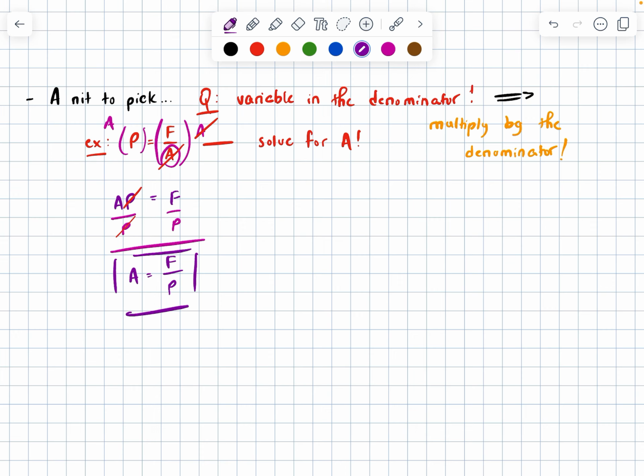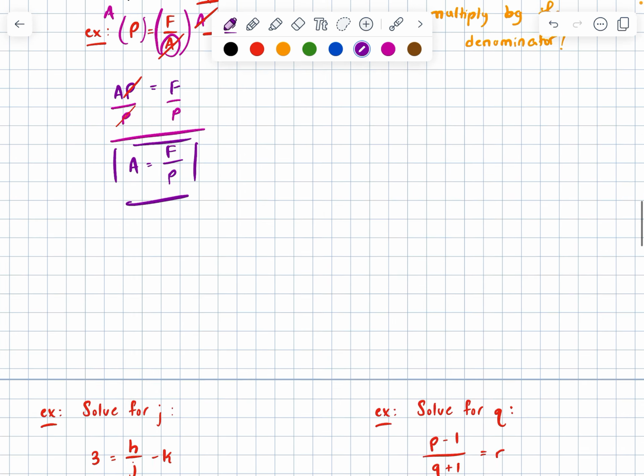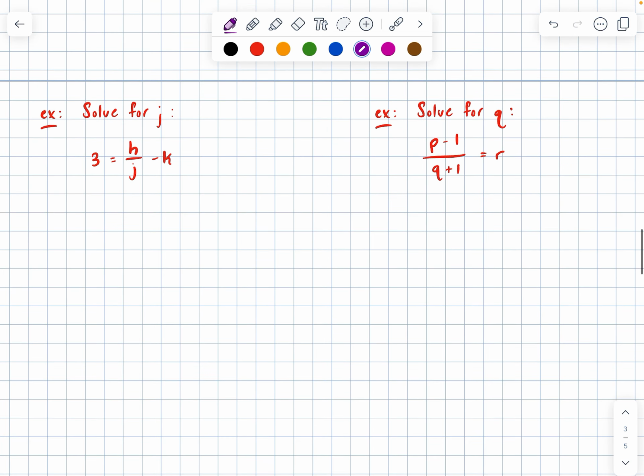Cool. Same idea. Let's try it again with two more. So again, I know my strategy. If I'm trying to get a variable out of the denominator, if I multiply both sides by the denominator, then I should be good. Here are two slight variations of this. Let's take a look at these together.